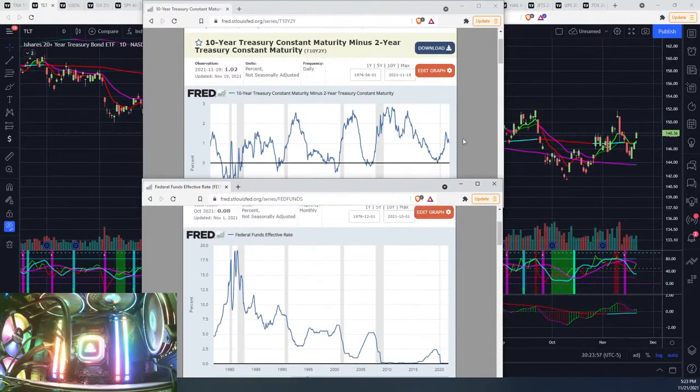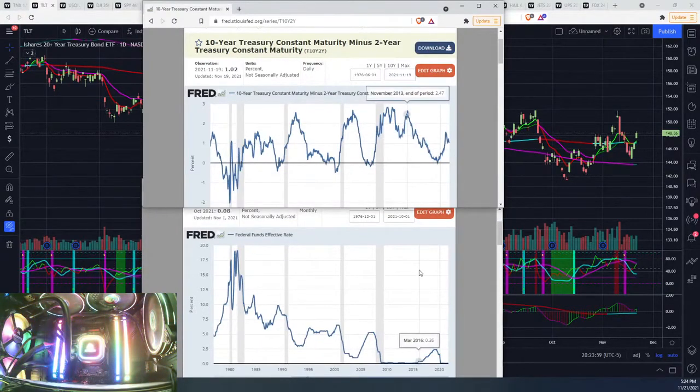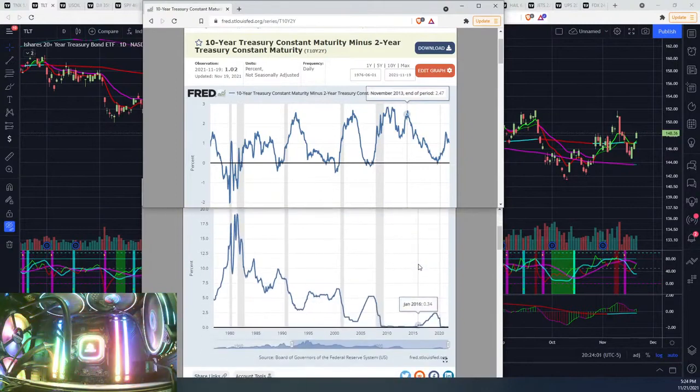But essentially, now let's look at how these things line up together and see what we could expect to happen in the future and what that means for the bond market, etc. So obviously I have them lined up now so we can see that for the most part, these are basically trading inverse to each other. This is going way down below zero. This is going way up.